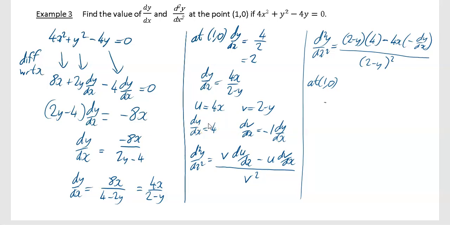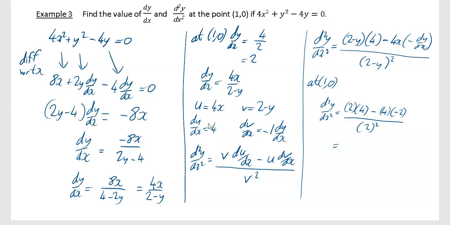So we'll just say our d2y by dx squared then is going to be equal to, so we had 2 minus y, so our y value was 0, so it's just going to be 2, then times 4, then minus 4 times the x, so the x value was 1, so that's just going to be 4, and my dy by dx at 1, 0 was 2, so that's going to be minus dy by dx, so minus 2, all divided by, and the bottom line is going to be 2 minus 0, so that's just going to be 2, and then squared.